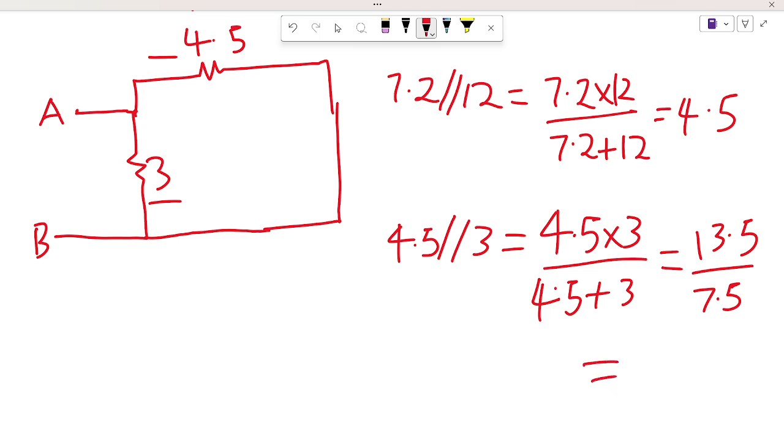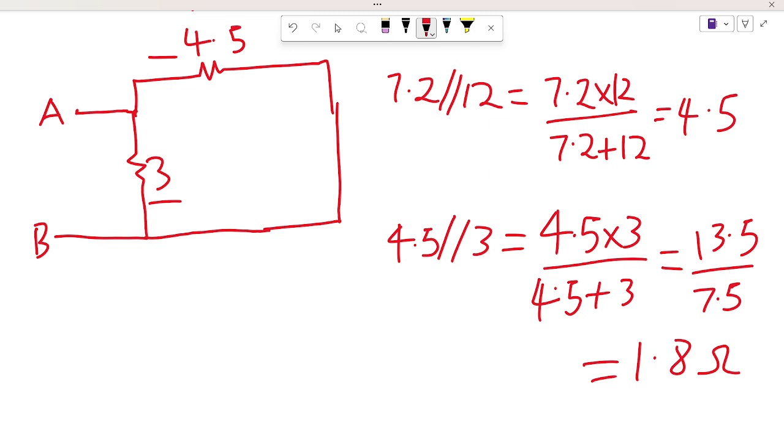So our final result should give us that's approximately 1.8. So that should be our total resistance. So don't forget your units. It's supposed to be in ohms. Okay, so that's how we can simplify the circuit. And next we'll also be looking at another example.